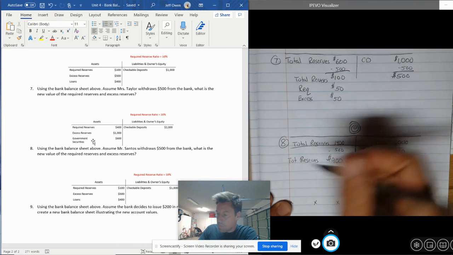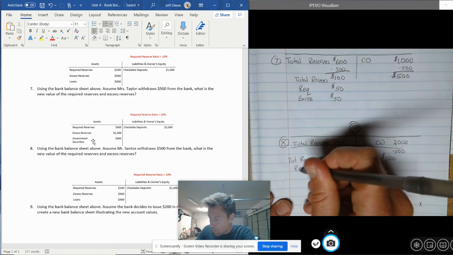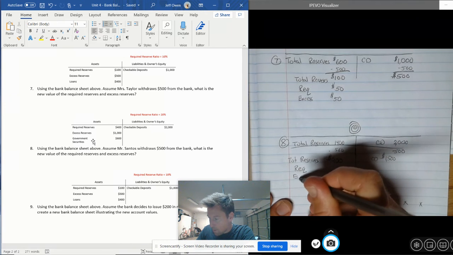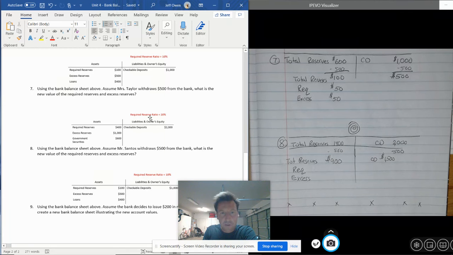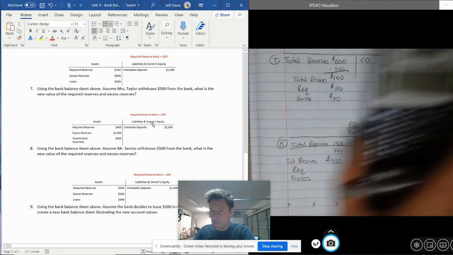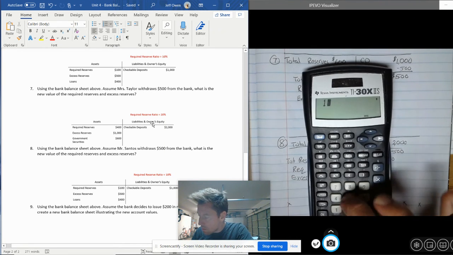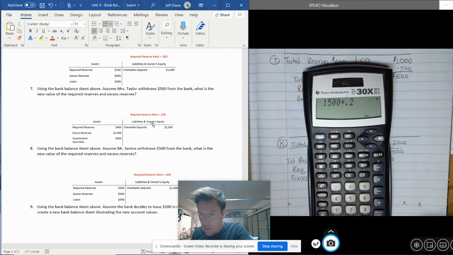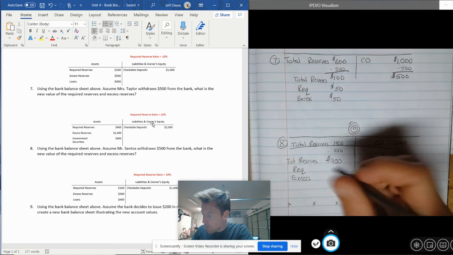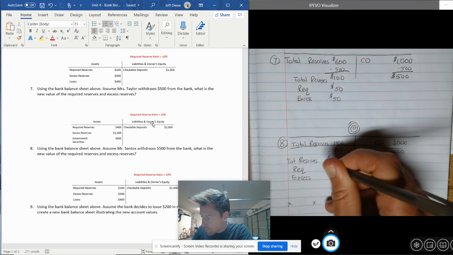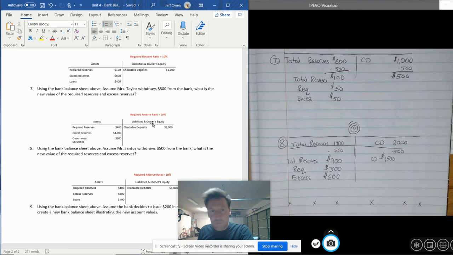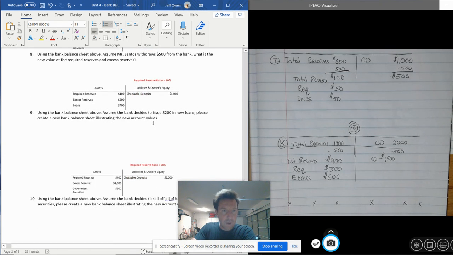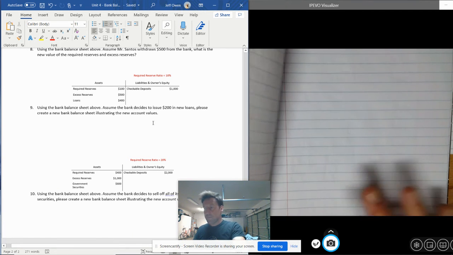So now we need to break this total reserves into our required reserves and our excess reserves. So to do that, we need to figure out what 20% of 1,500 is. $300. So my required reserve will be $300. 900 minus 300 will give us our excess reserves. And then we are good to go. All right, number 9. Let's flip that page again.